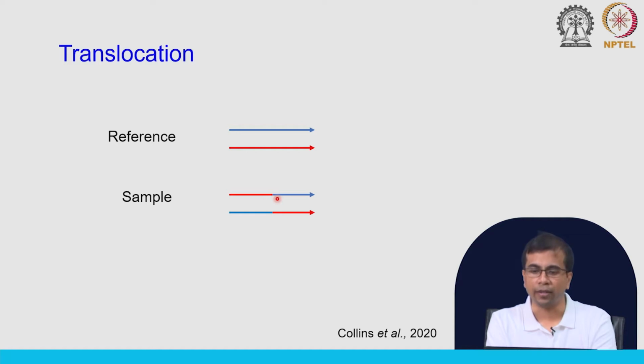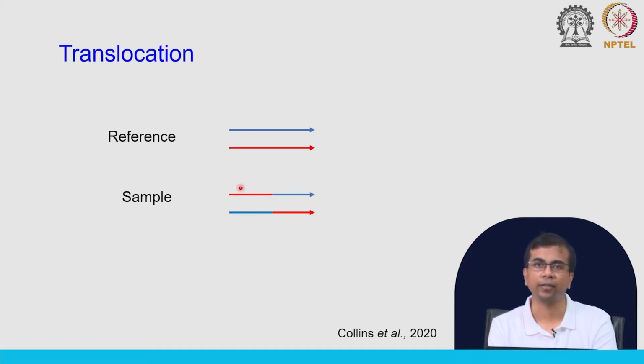The next one is the translocation, okay. So, here is the reference. Now, translocation is a bit more complex. Imagine you have these two genomic regions, one in blue, one in red. Translocation means one part of the genome has been transferred from this blue region to the red region and one part from the red region to the blue region, okay. So, that would be the translocation event, and you can see this here in your sample.